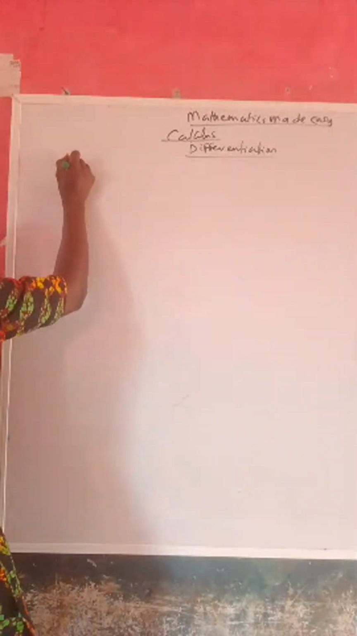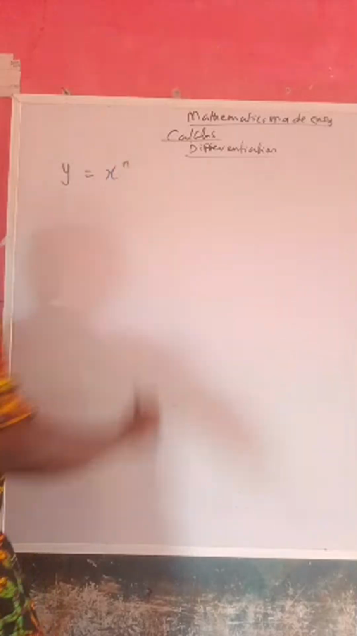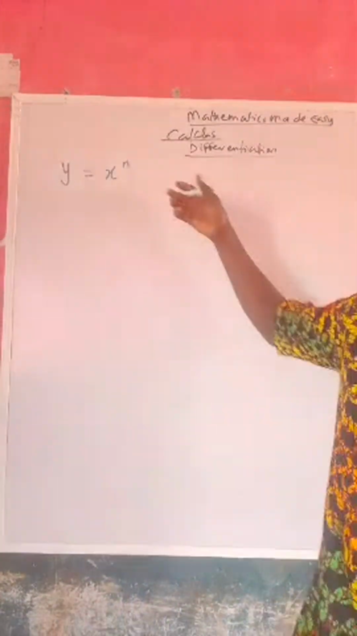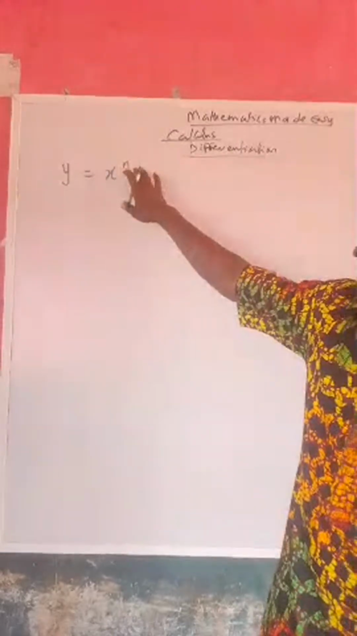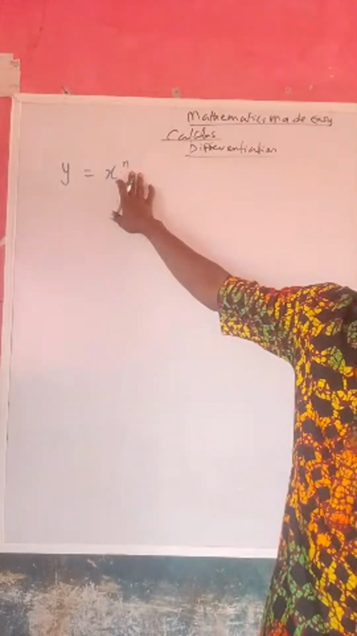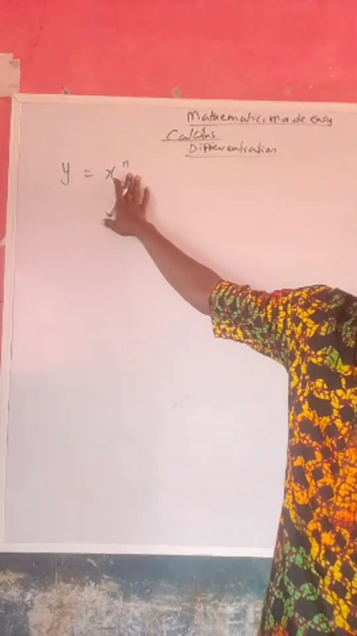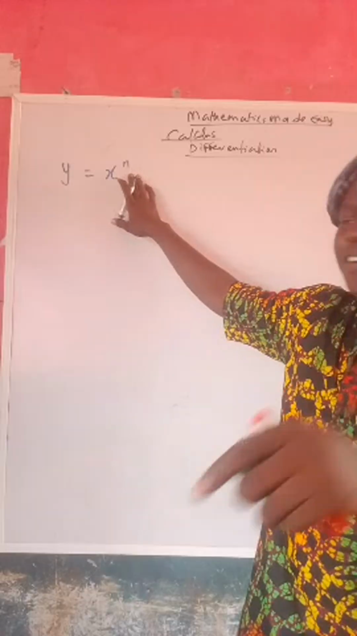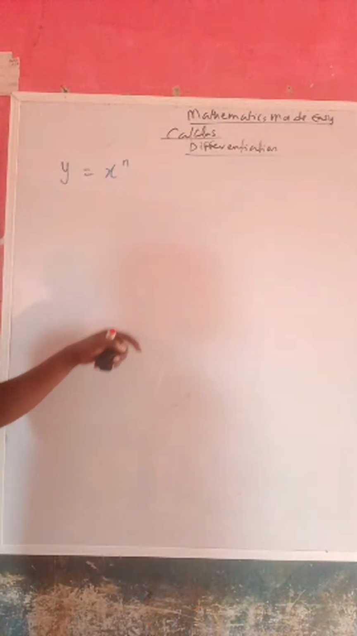Good. When you have y equals x raised to the power of n, how do we differentiate this? Okay, sorry. Your n can be equal to -1. I'm very sorry for that. Your n can be equal to -1, okay?